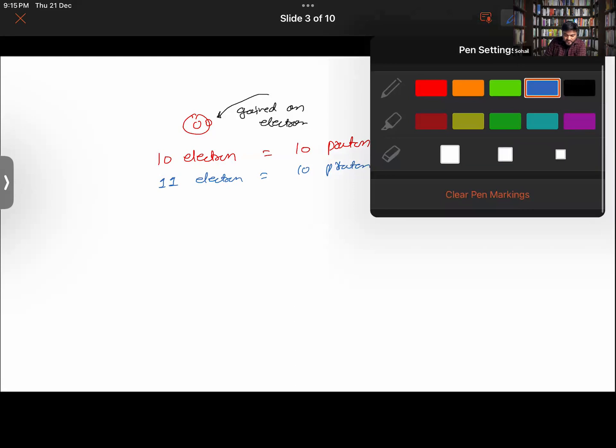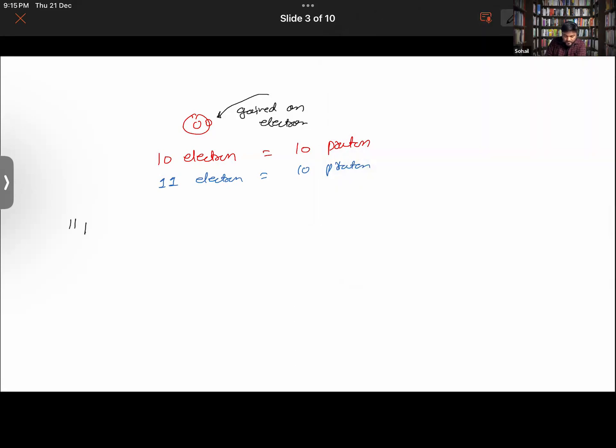So I get to see that 11 electrons minus 10 protons, the resultant is 1 extra electron. Everyone getting this or not? Yes, sir. Can you just explain this once more, sir?